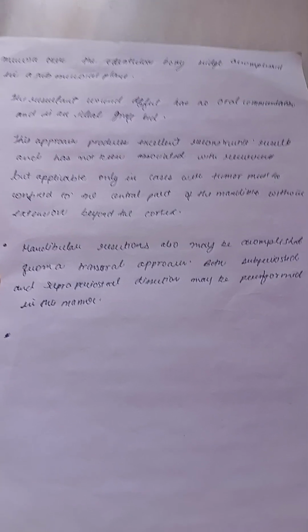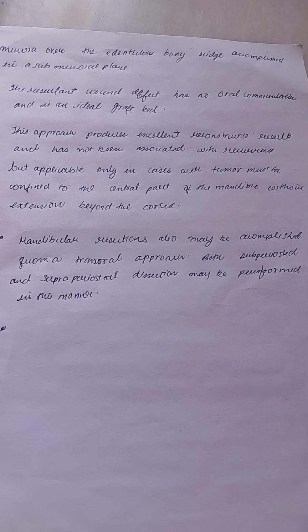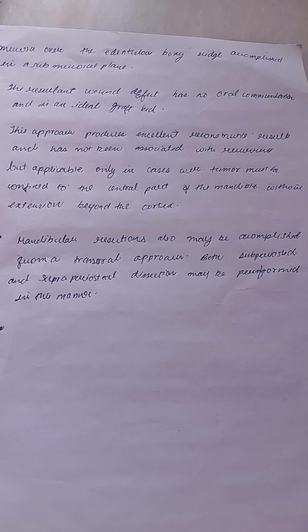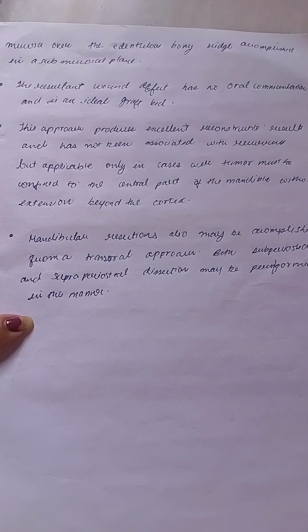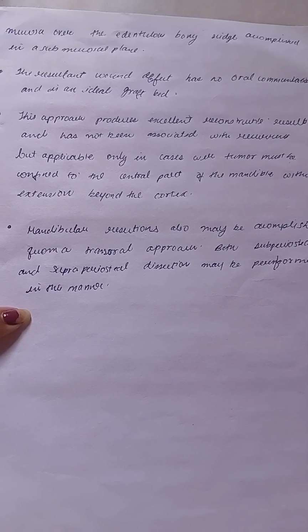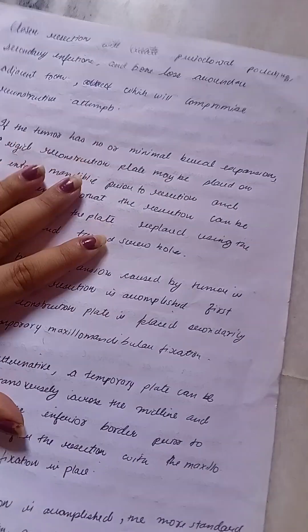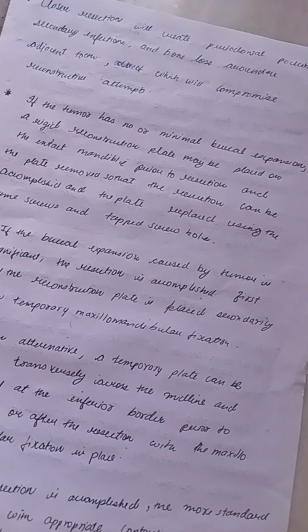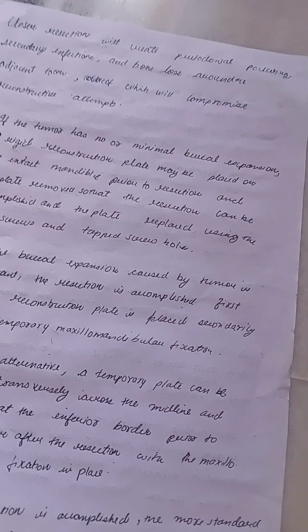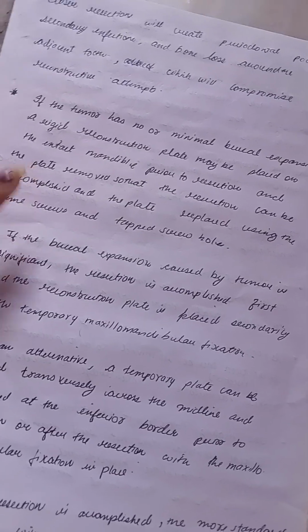We have seen peripheral resection. Both subperiosteal and supraperiosteal dissection may be performed in this manner. We have completed peripheral resection. Okay, now coming to the reconstruction. We have seen that when the minimal buccal expansion is there and when buccal expansion is significant, तो पहले अगर मिनिमल होता है तो रिकन्स्ट्रक्शन प्लेट दे सकते हैं पहले, बट अगर एक्सपेंशन है तो पहले रिसेक्शन करते हैं. Okay, now coming to the reconstruction.